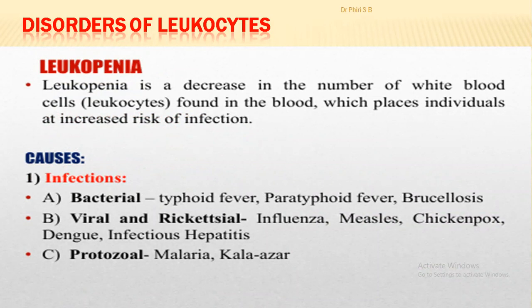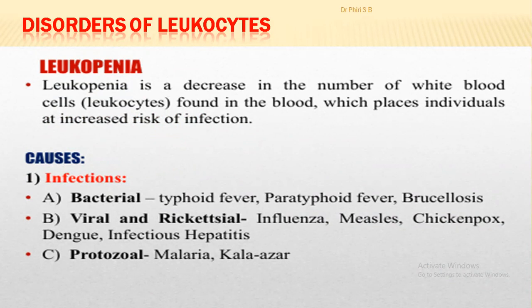Then you have leukopenia. Wherever you see penia, it means there's a decrease. Philia is an increase, and cytosis is also an increase. So the terms that end with cytosis or philia mean an increase in white blood cells, but penia means there's a decrease. So leukopenia is a decrease in the number of white blood cells in general that is found in blood.